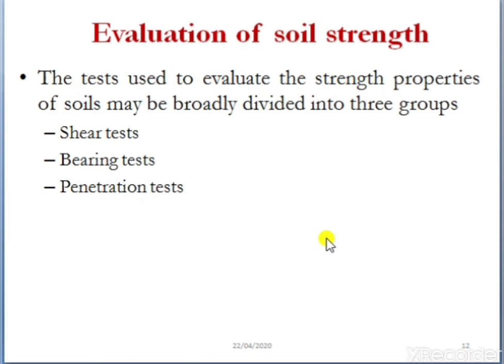So how do we determine the strength of a soil? Up to the previous slide we studied the different classifications of soil and the group index, and now we shall see how to evaluate soil strength, because when soil is used in pavement construction we should know its strength. We have different tests to evaluate the strength of a soil, mainly three tests: shear test, bearing test and penetration test.